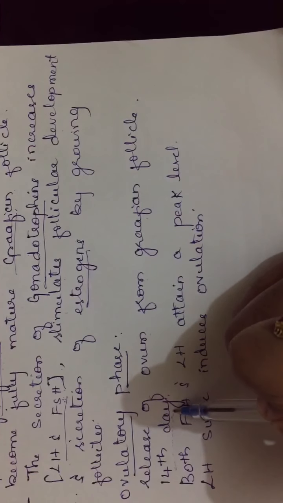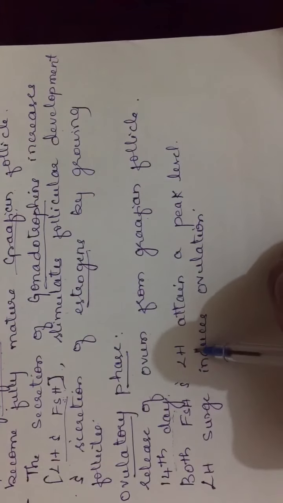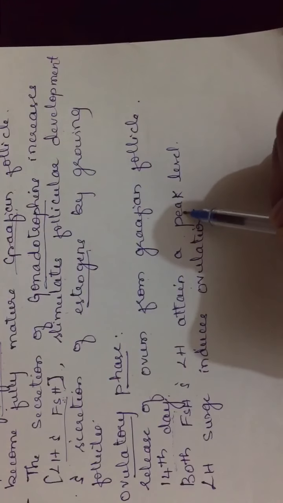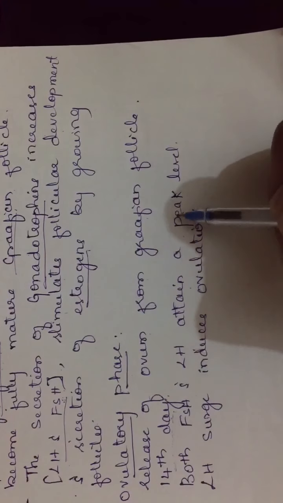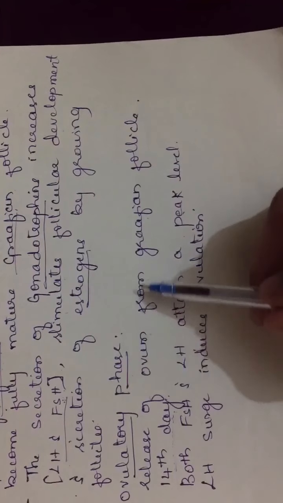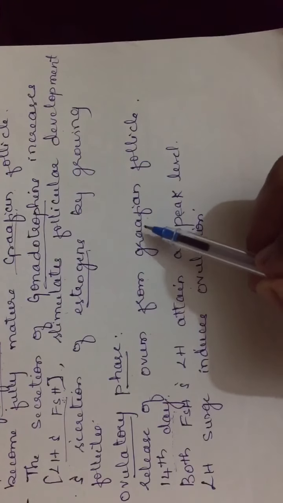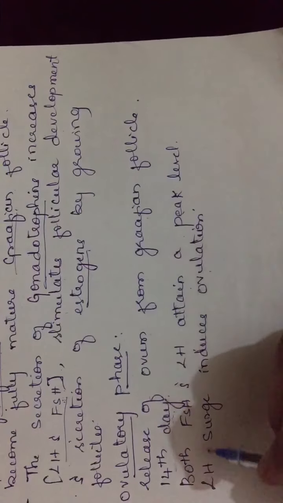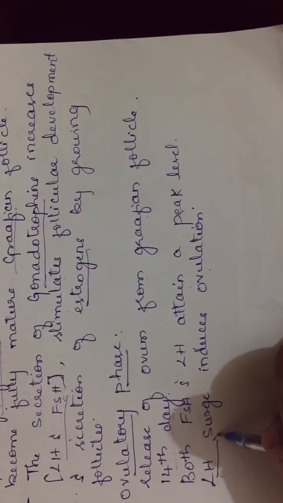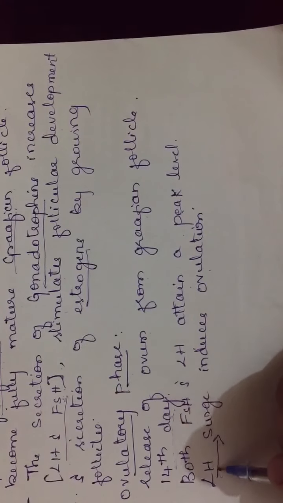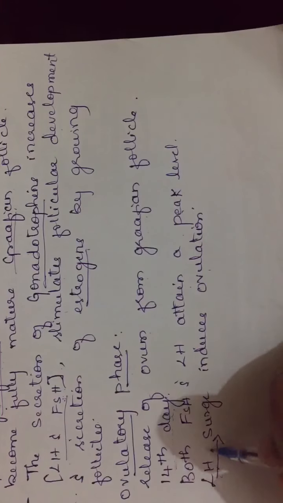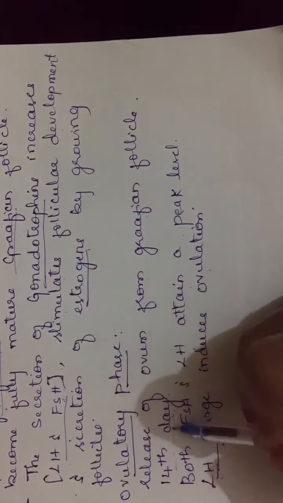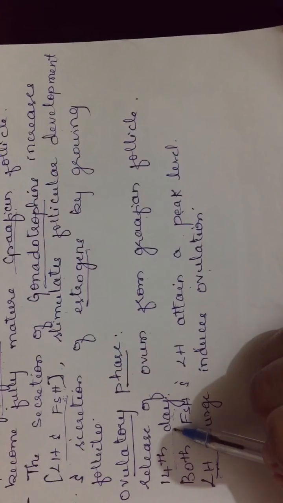Why on the 14th day? Because both FSH and LH will attain a peak level, which means their secretion is at a high level, because of which the ova present in the Graafian follicle will be released out from the ovary. LH surge induces ovulation. On the 14th day, LH level will be increased. Because of the increase in LH secretion, ovulation takes place on the 14th day.